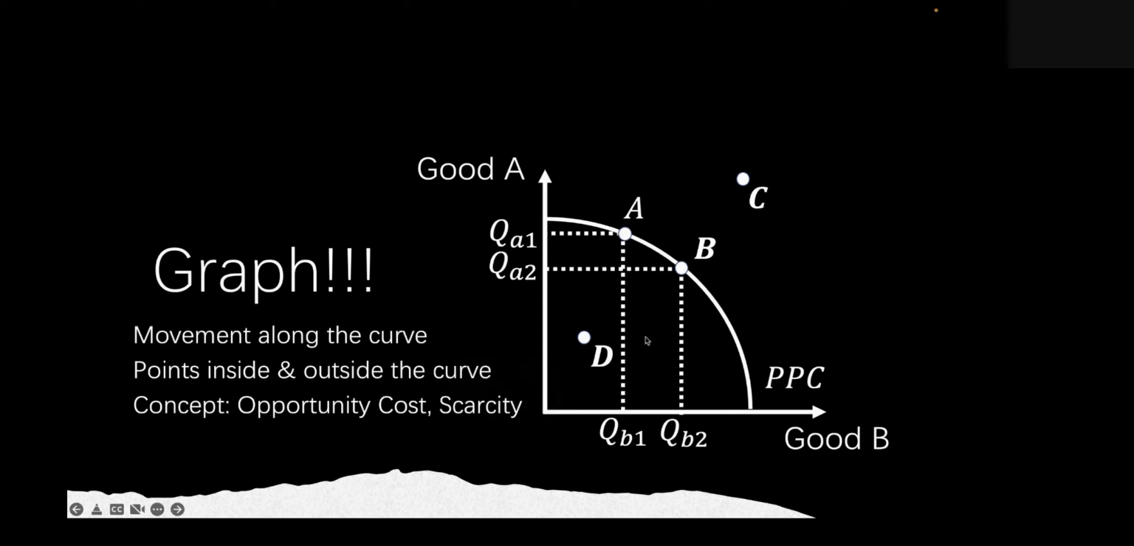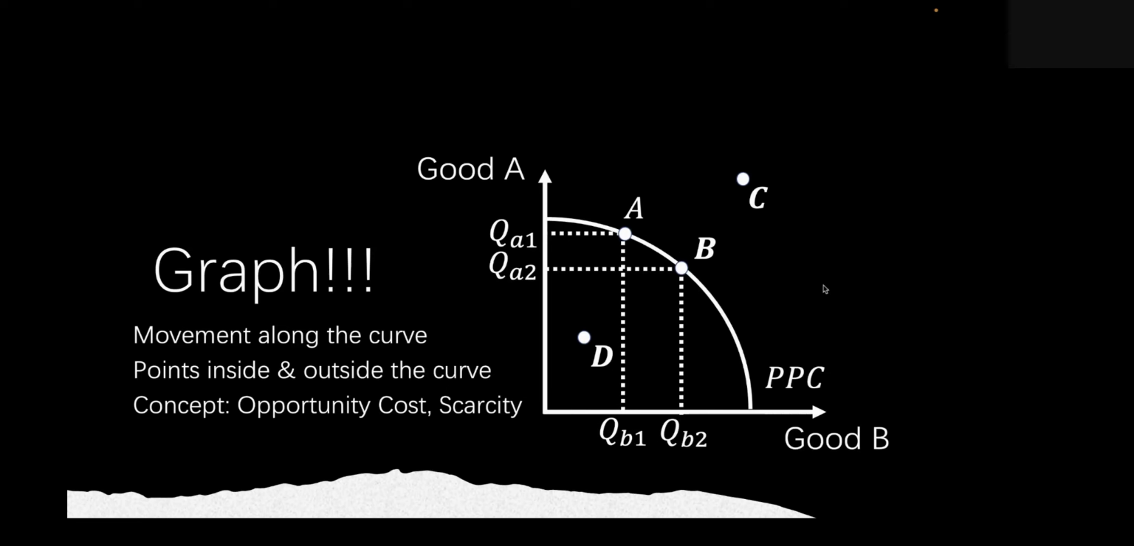And we can also see from the graph that because of the slope, the gradient on every point of the curve is different. The opportunity cost is changing also. And this varies from country to country. Second, we can explain scarcity through the graph.